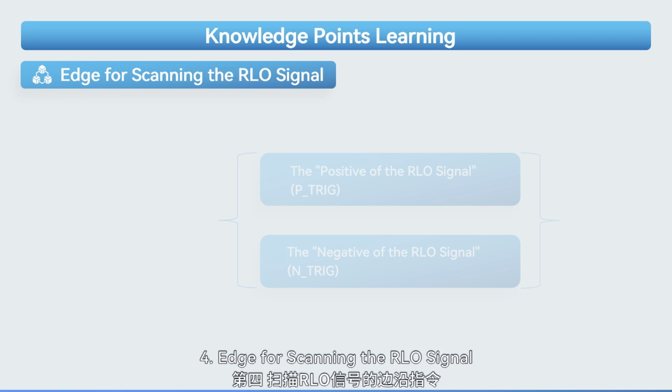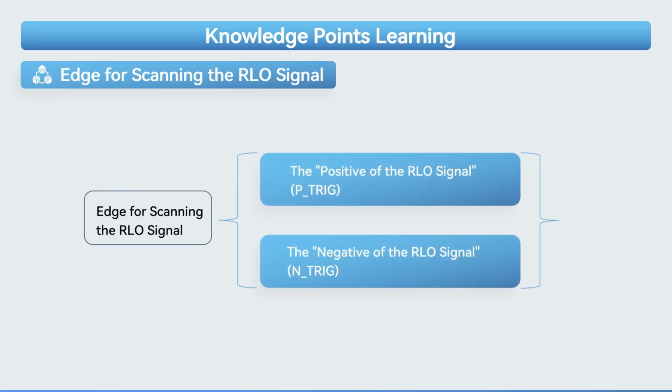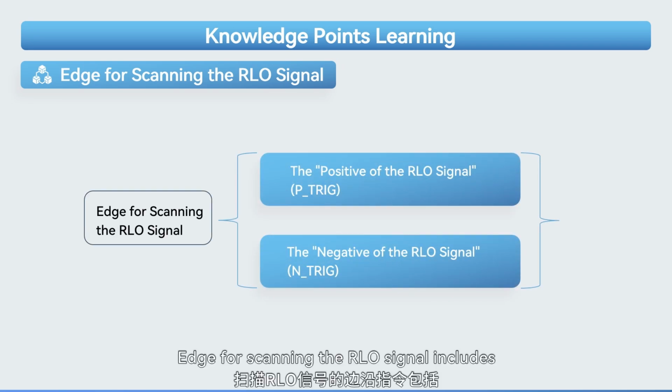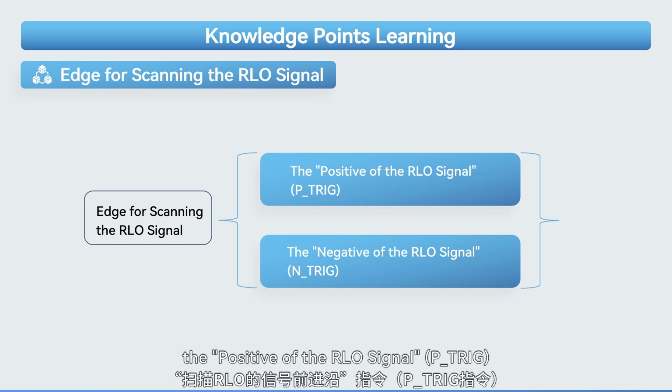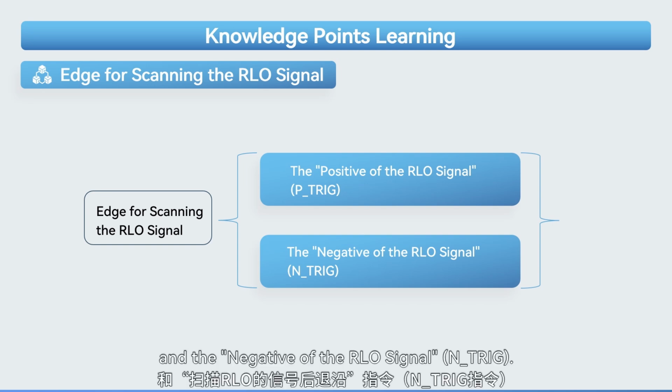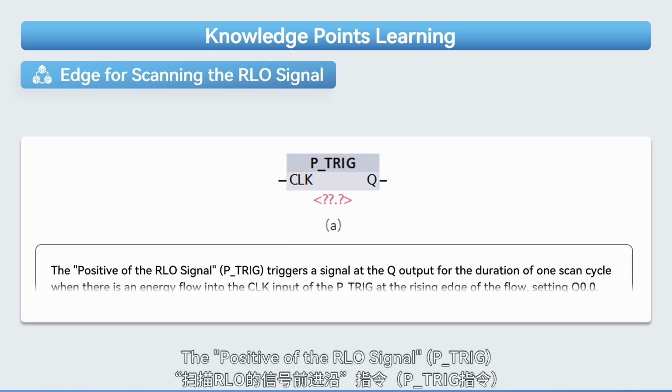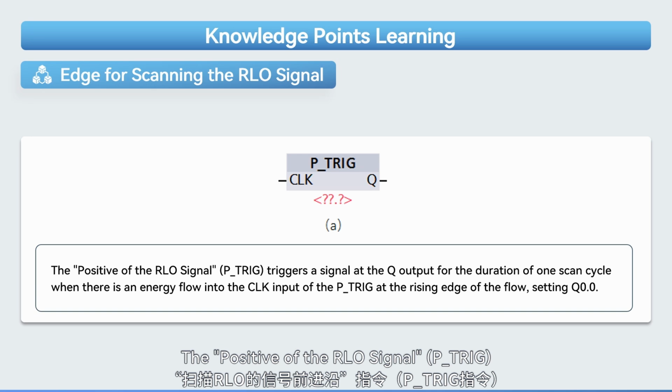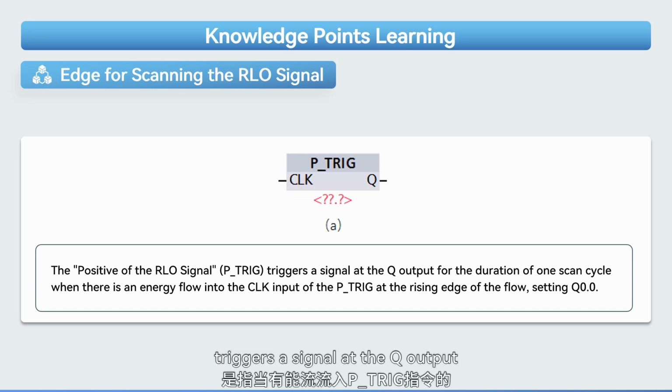4. Edge for scanning the RLO signal. Edge for scanning the RLO signal includes the positive edge of the RLO signal, P_TRIG, and the negative edge of the RLO signal, N_TRIG. The positive edge of the RLO signal, P_TRIG, triggers a signal at the Q output for the duration of one scan cycle when there is an energy flow into the CLK input of the P_TRIG at the rising edge of the flow.